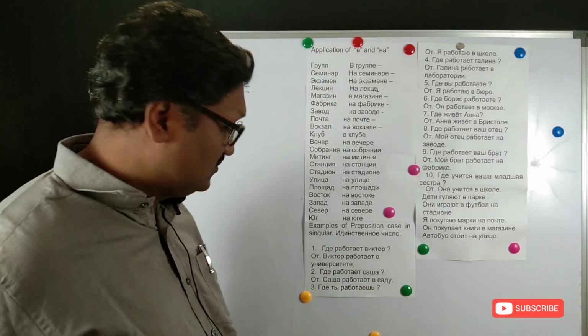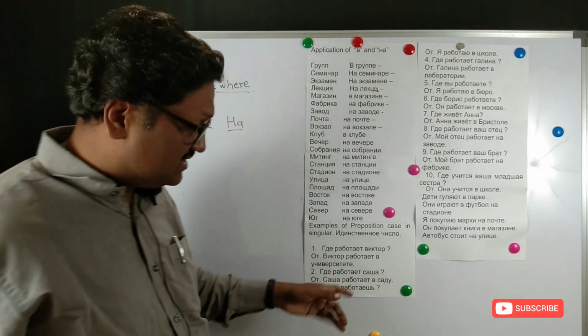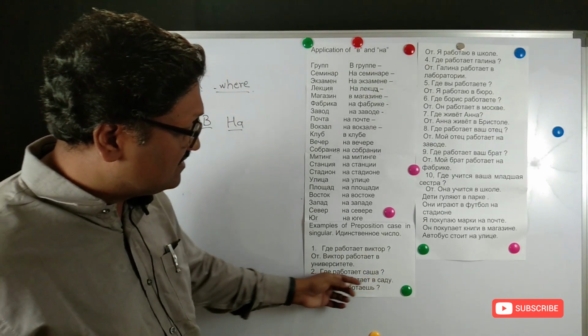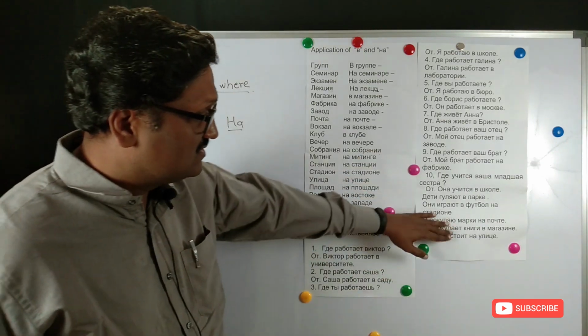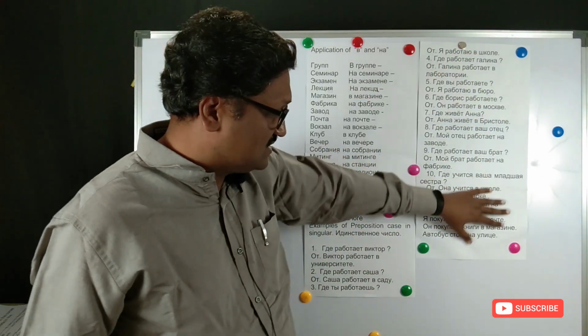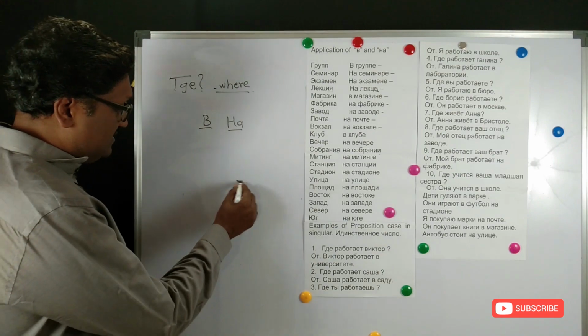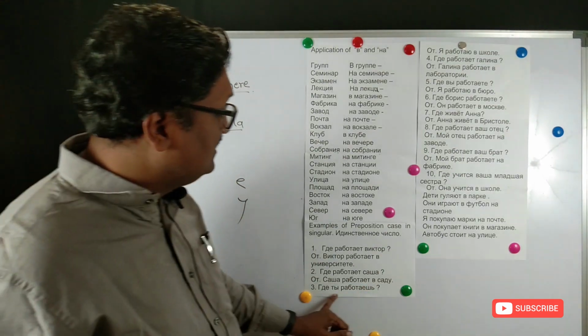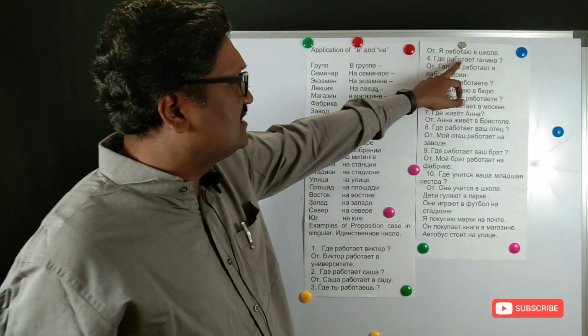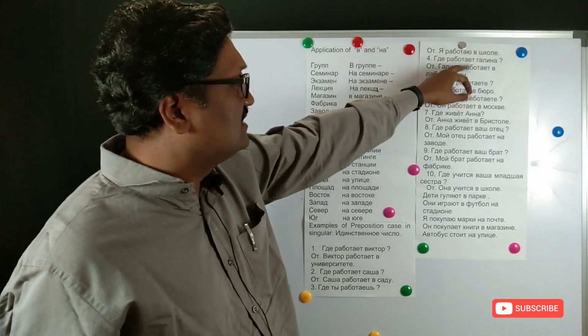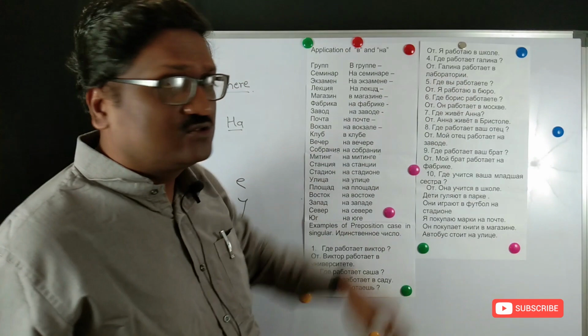He is working in the university. Gde rabotayet Sasha? Sasha is a name of a person. Sasha rabotayet V sadu. Sad, V sadu. We have seen garden, in the garden. Sad, V sadu. It is not taking the ending e, it is taking the ending u, V sadu. Gde ty rabotayesh? Where are you working? Ya rabotayu V shkole. Gde rabotayet Galina? Where Galina is working. Galina rabotayet V laboratorii.